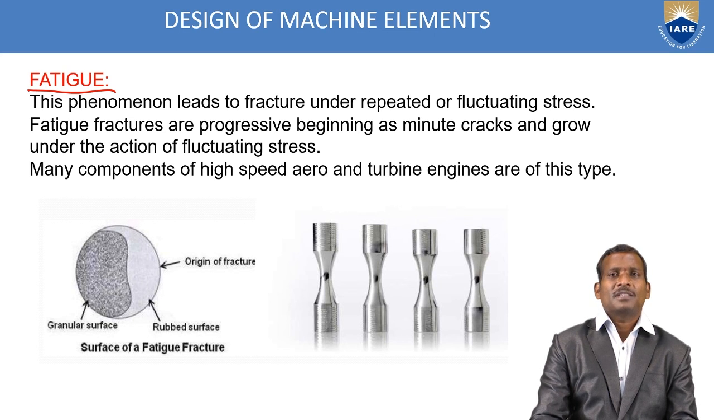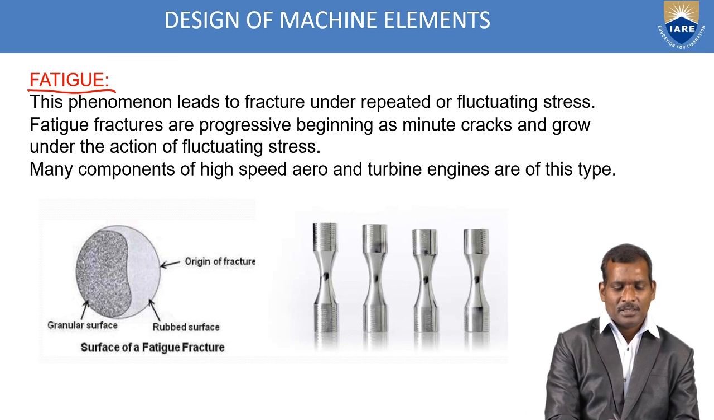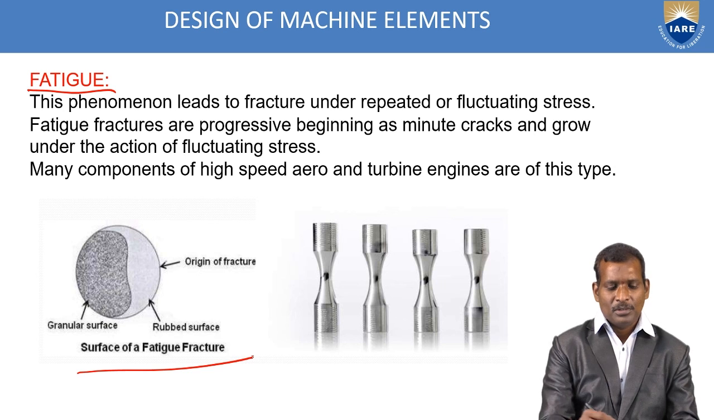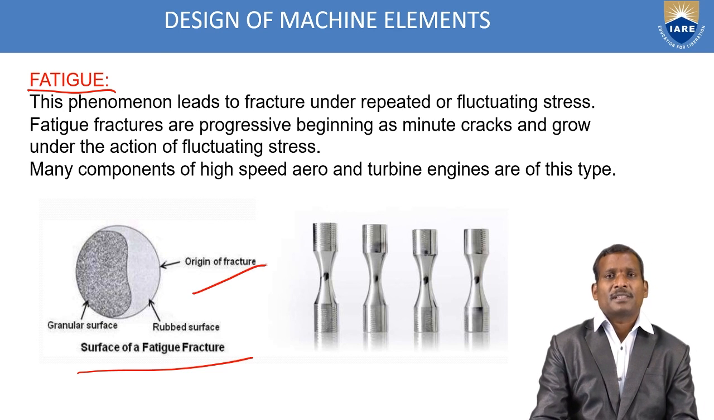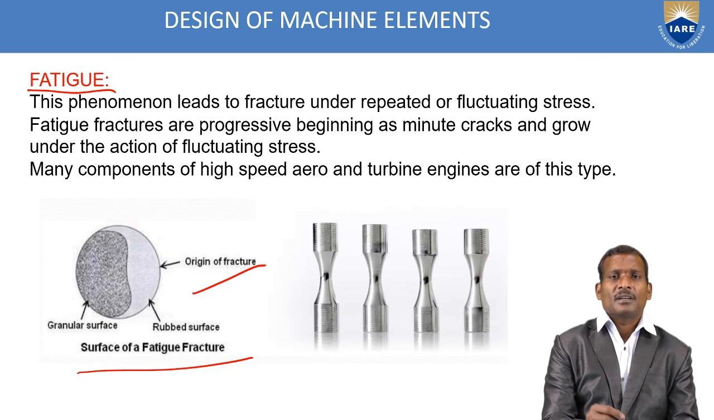Many components of high-speed aero and turbine engines are of this type. Our IC engine components are always subjected to this fatigue, the fluctuating loads. A crankshaft fails due to this fatigue property. See, in this diagram the surface of a fatigue fracture is shown: the granular surface, the rubbed surface, and the origin of fracture. You can see this under microscopic test.